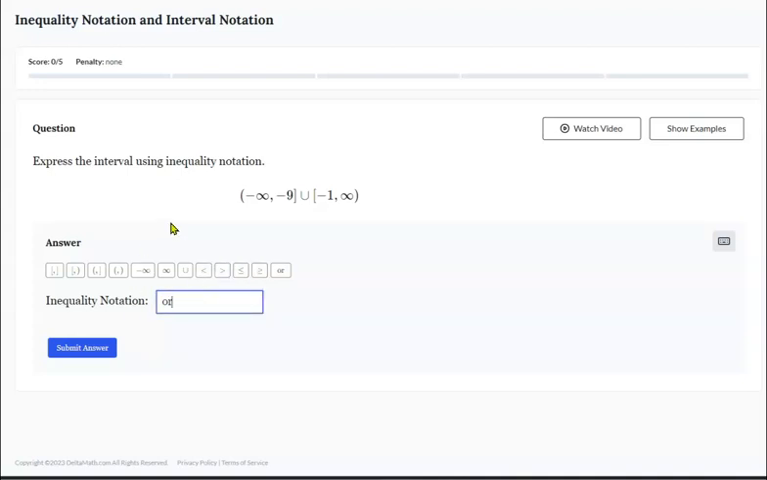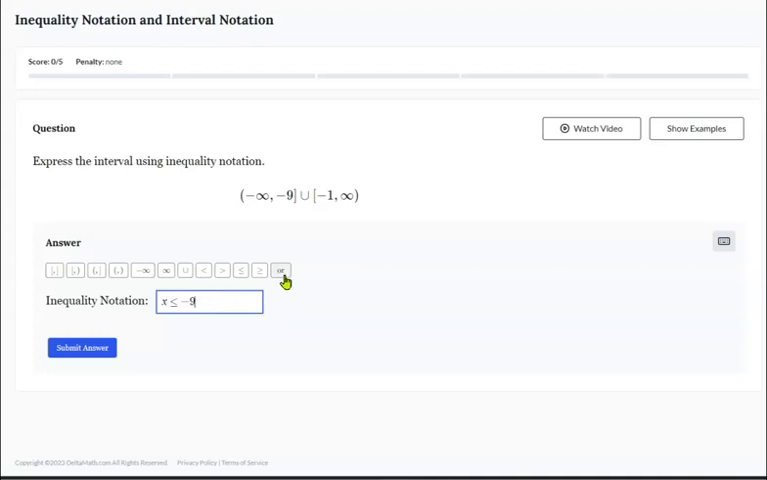So because they want our answer in inequality notation, I'm going to be using this word or. But first, I have to talk about what's going on here. So what's going on there is that I can be less than or equal to negative 9. So x from my keyboard, less than or equal to, because this is negative infinity, which is lower, and then negative 9, which is my upper boundary. I know I need an equal to sign because this item has a bracket. Instead of this u, I'm going to use the English word or after my number 9.